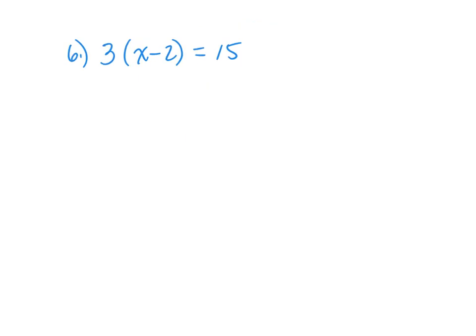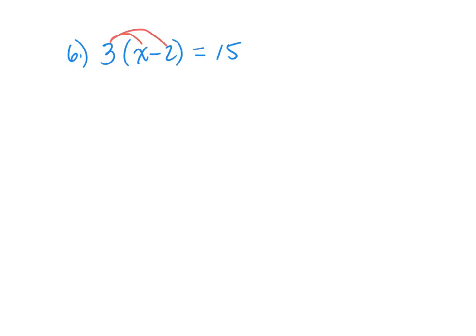Sometimes when we're solving equations, there's some simplifying that has to happen before we can start performing inverse operations. So in this example, notice that there's some parentheses here. The 3 right next to the parentheses, remember, means multiplication. So what we're going to do is use a property called the distributive property. We're going to take this 3 and multiply it by everything on the inside.